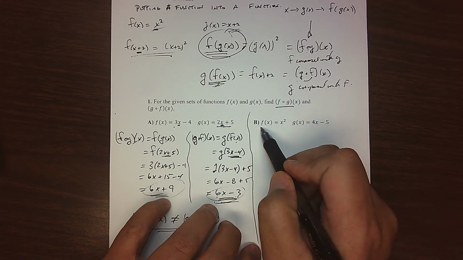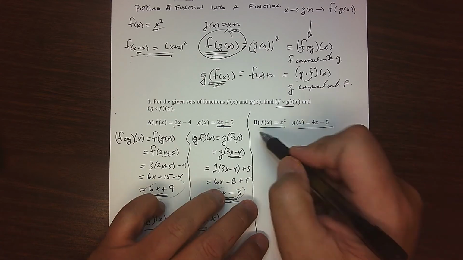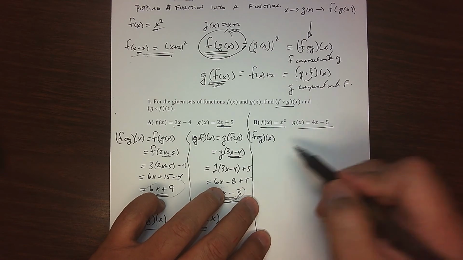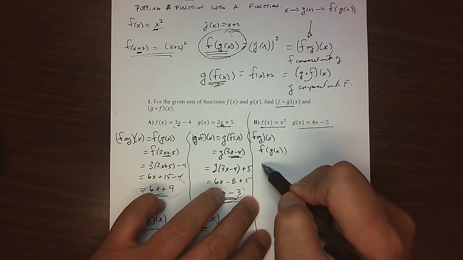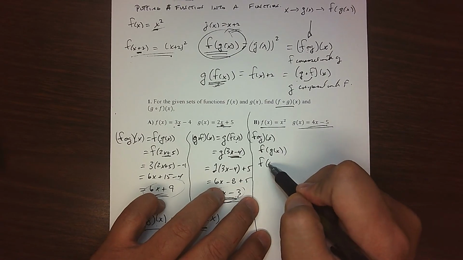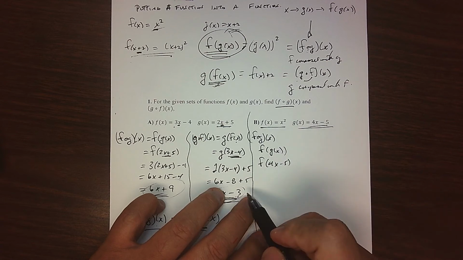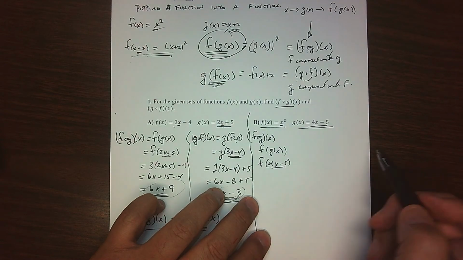So one more example. This time f of x is x squared and g of x is 4x minus 5. So let's first find f composed with g. This means we're finding f of g of x, which means I'm taking the function g, which is 4x minus 5, and I'm basically putting it into that function f. So we're replacing that x with 4x minus 5.